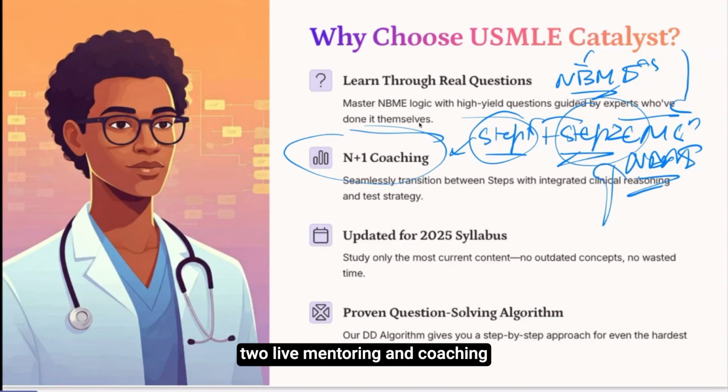If you're taking a step 2 live mentoring and coaching through all the questions, we'll be taking you through our test taking skills on how to dissect question stems, on how to learn them. So there is that N+1 approach, which nobody in this industry offers, but only us. And that's, I think, how it should be. And that's how I learned from people who are like one step ahead of me. And this is updated for the 2025 USMLE syllabus.